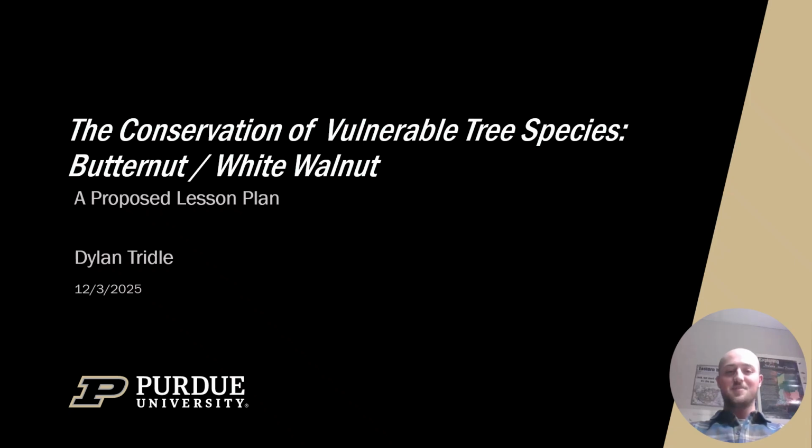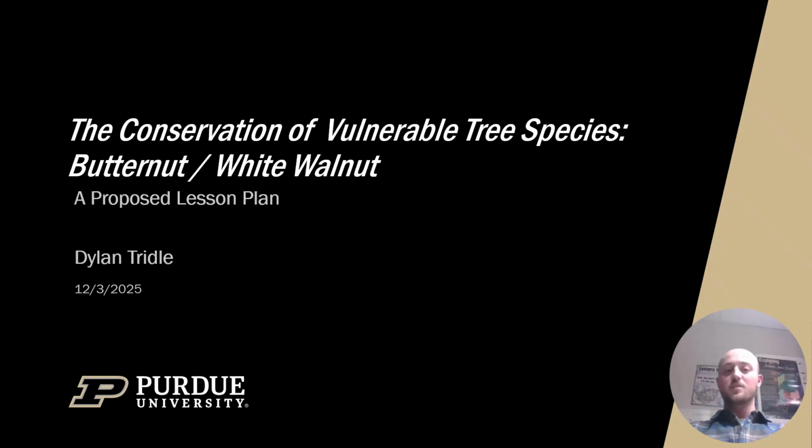Hi, I'm Dylan Tritle. I developed my lesson plan for a theoretical new FNR course called The Conservation of Vulnerable Tree Species. This course would go over tree species that are in danger because of range loss or severe population reduction, and it would focus on trees in the eastern United States.